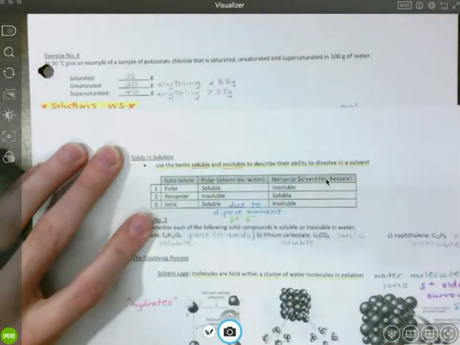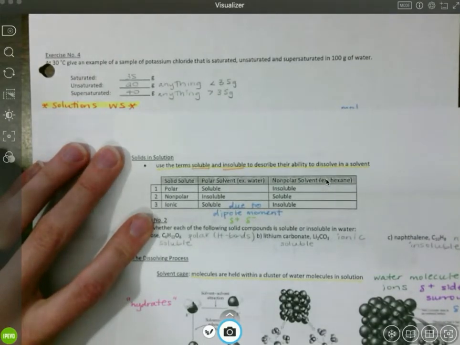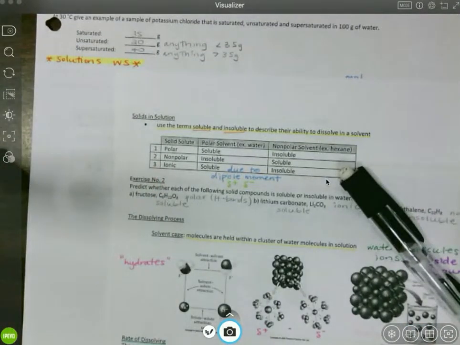At this point, you can do the solutions worksheet. It's using just everything that we talked about at the beginning of chapter 14.